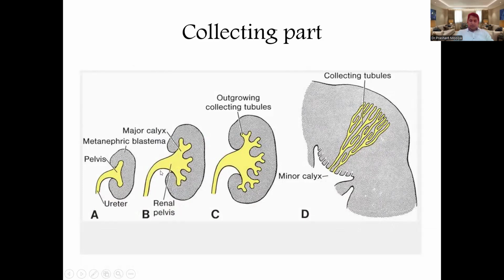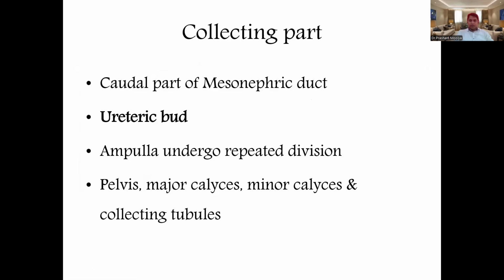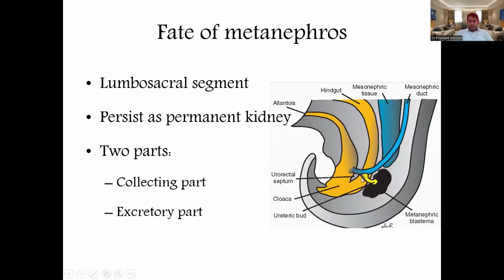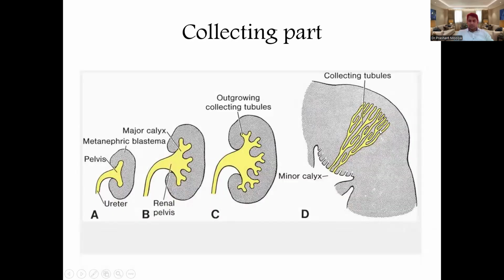extension. Further, it divides dichotomously and forms the definitive parts called minor calyces, major calyces, and pelvis. Further, they divide to form the collecting tubules. So this ureteric bud, which has come from the mesonephric duct, has contributed to the collecting part. Till what extent? Till the formation of pelvis, major calyces, minor calyces, and collecting tubules.